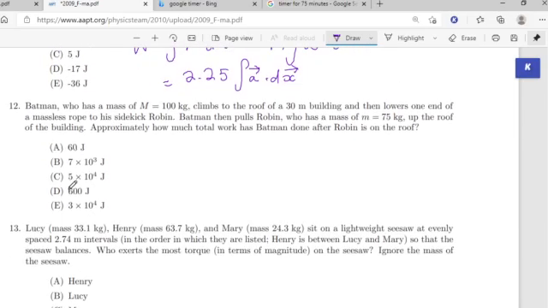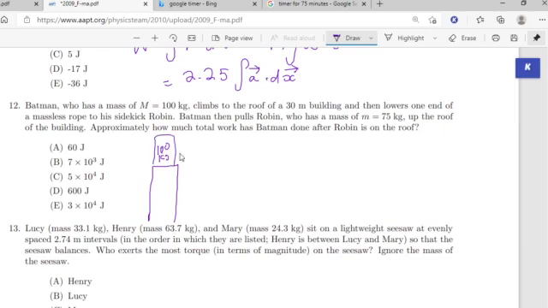Okay, Batman, who has a mass of 100 kilograms, climbs the roof of a 30-meter building and lowers one end of a massless rope to his sidekick Robin. So we have this absolute unit weighing in at 100 kilograms, and just one end of a massless rope. And this unit, who is not as awesome, is 75 kilograms. And how much total work has he done?